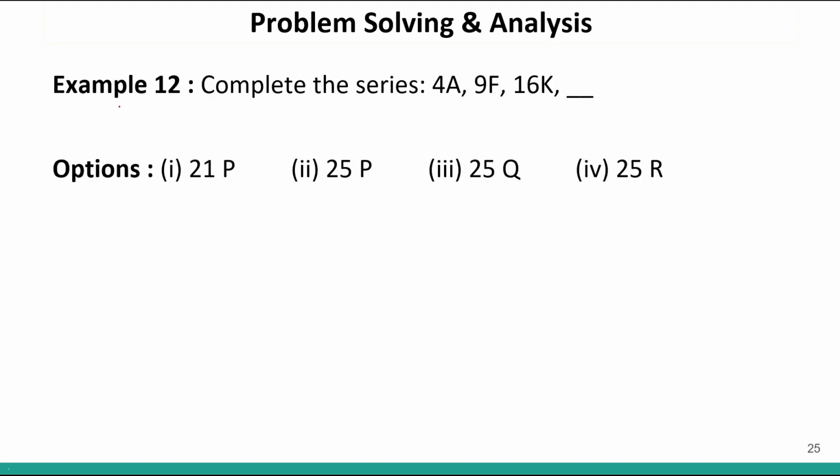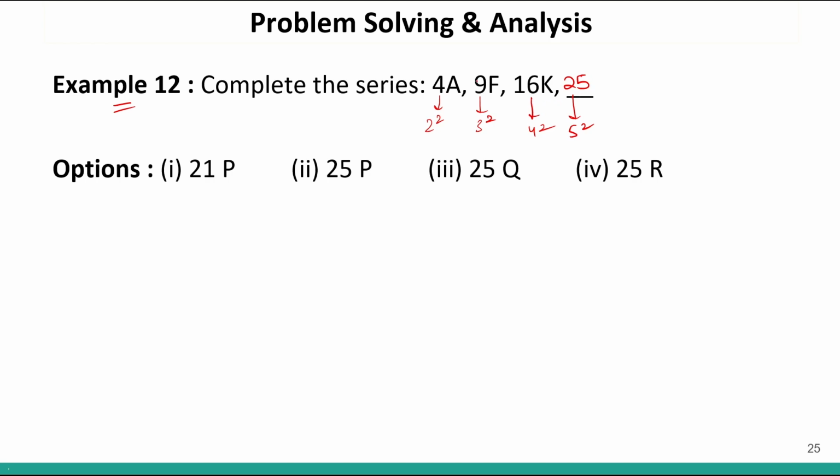Now, example number 12. Again, a question of series. So here the numbers I can see, 4 is 2 square. 9 is 3 square. 16 is 4 square. So the next number will definitely be 5 square, which is 25.